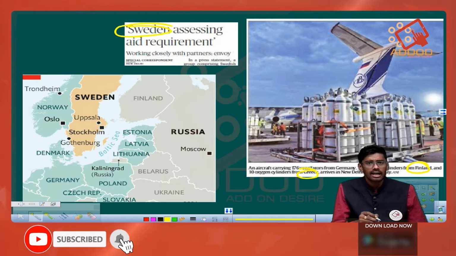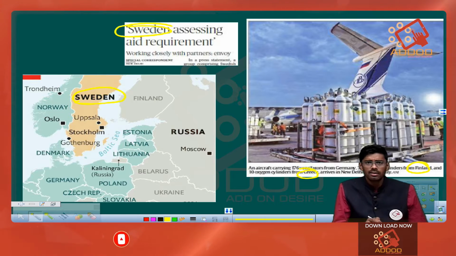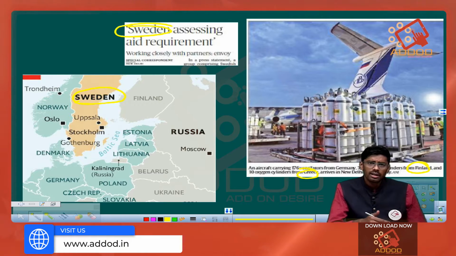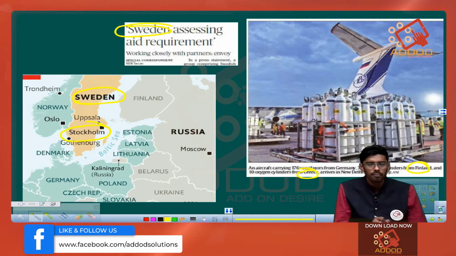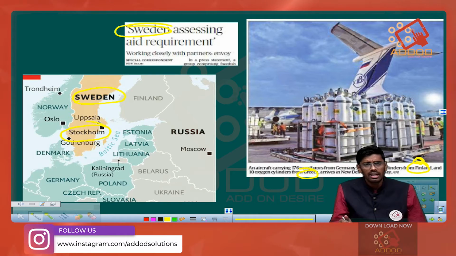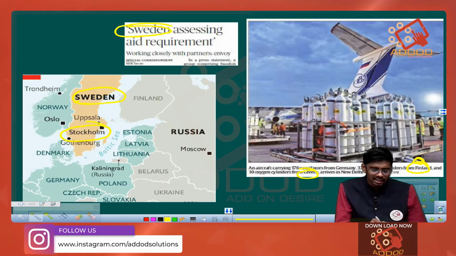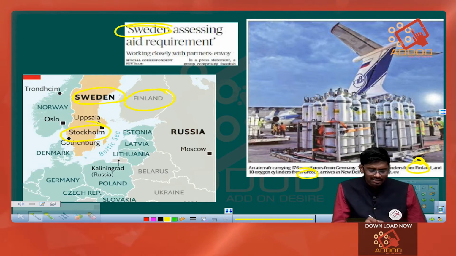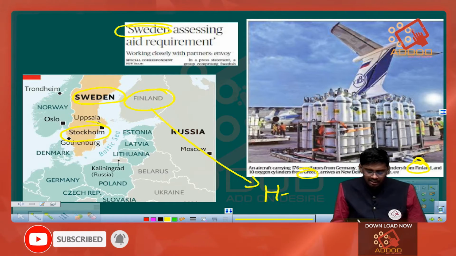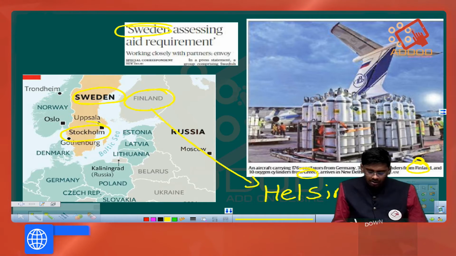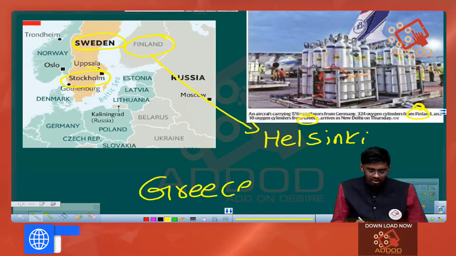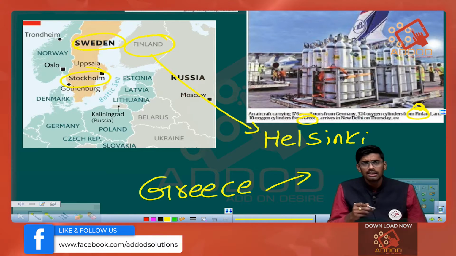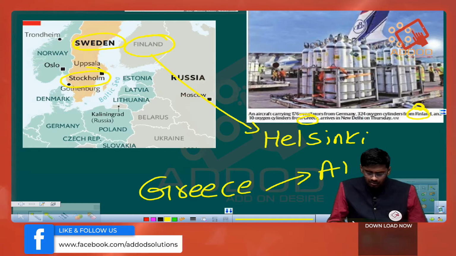First, we'll see the country of Sweden. Sweden, you can see, is a European country and the capital of Sweden is Stockholm. And there is the usage of the word Finland. So we'll see Finland. Finland is a neighbor of Sweden and Finland's capital is Helsinki. And also the country Greece was mentioned in this article. So we'll see what's the capital of Greece. The capital is Athens.